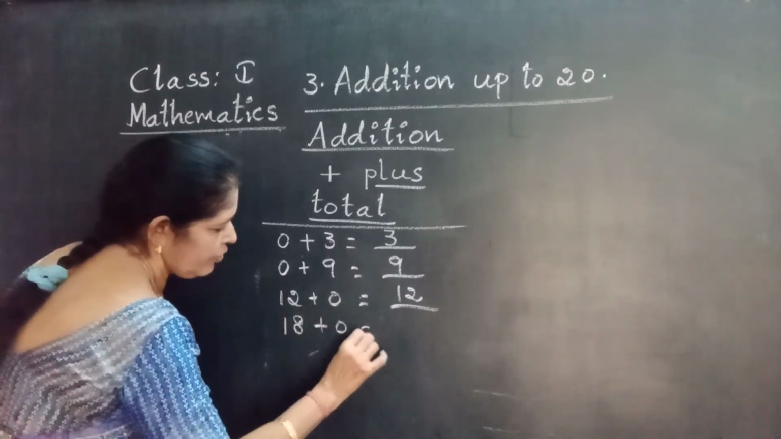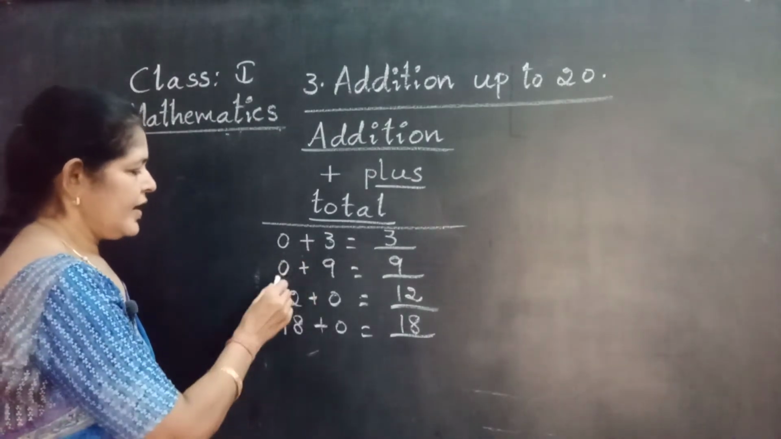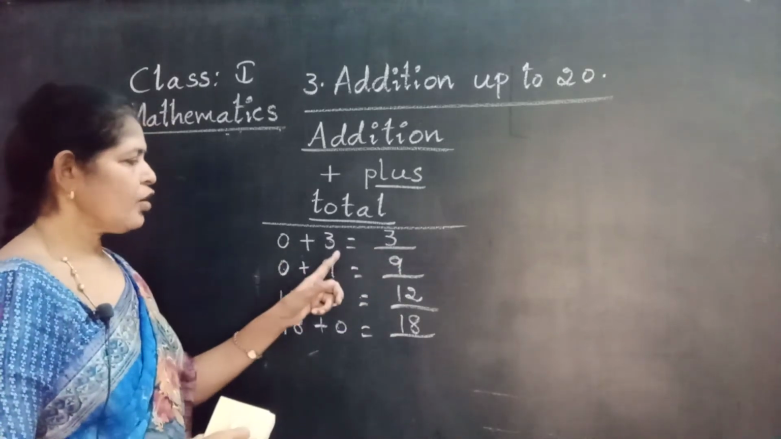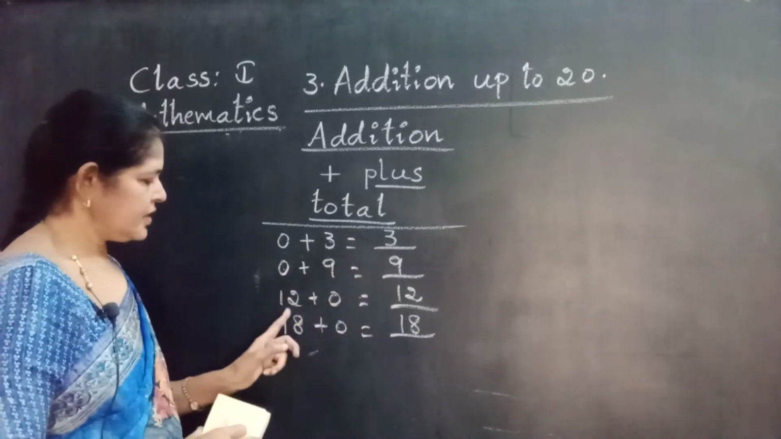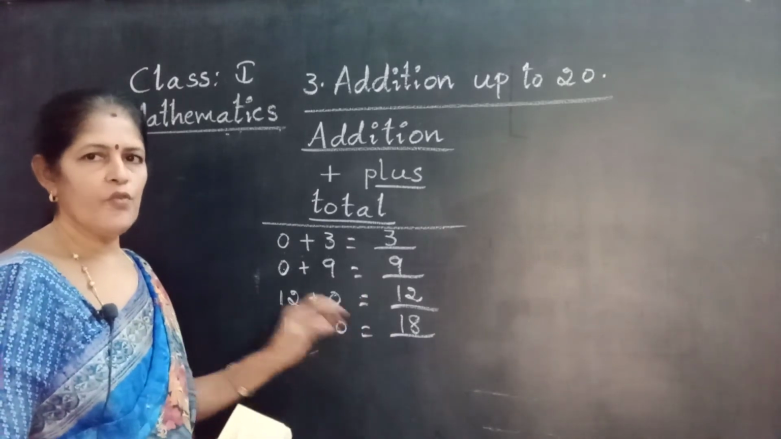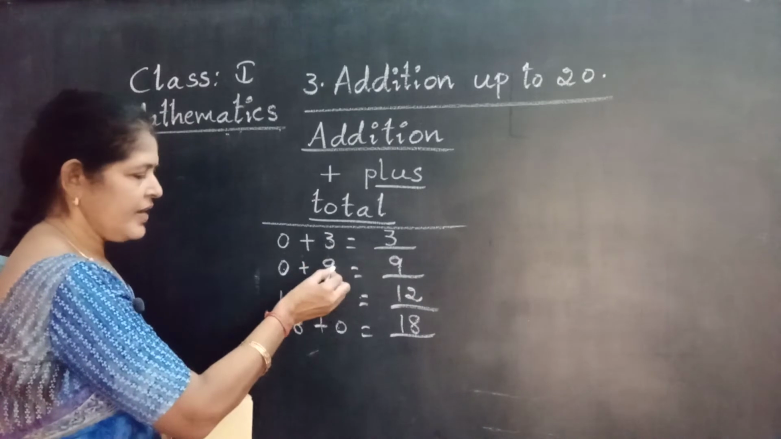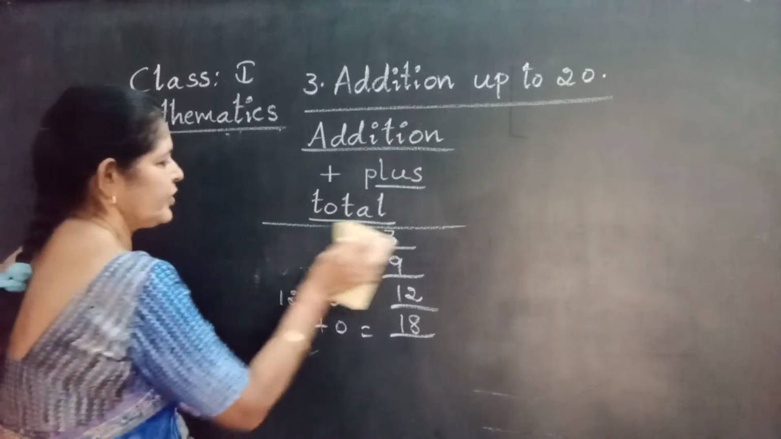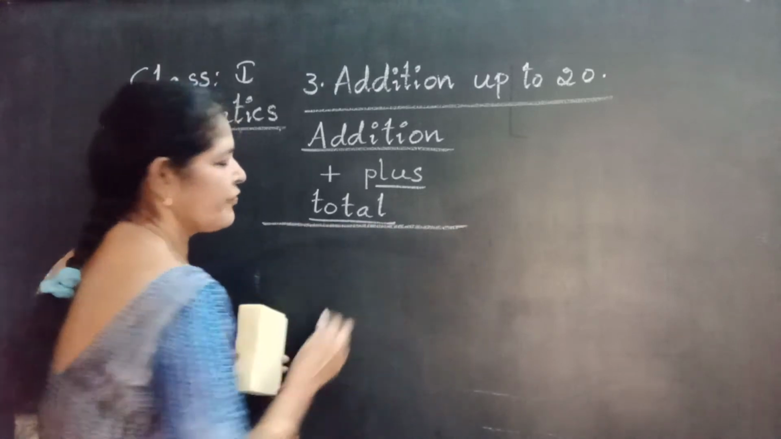18 plus 0, 18. Okay? A 1-digit number or 2-digit number, any number added to 0, we get the same number. 0 plus 3, 3. 0 plus 9, 9. 12 plus 0, 12. 18 plus 0, 18. Same number means the given number only comes in the total place. Okay? Next one.